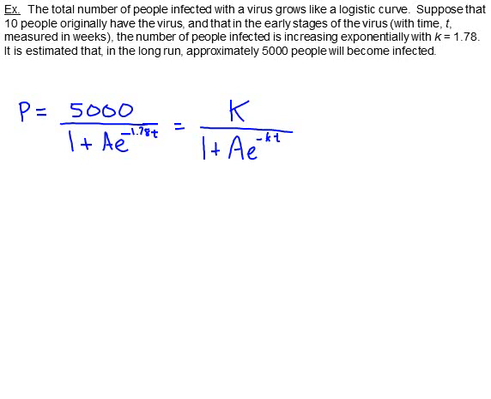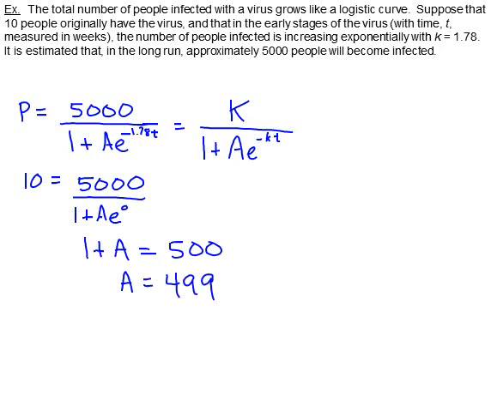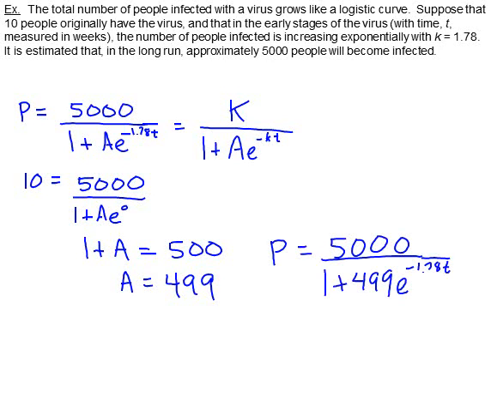To solve for A, we need to use the initial infected population of 10 people. A equals 499. So the number of infected people at time t can be found by p equals 5,000 over 1 plus 499 e to the negative 1.78t.